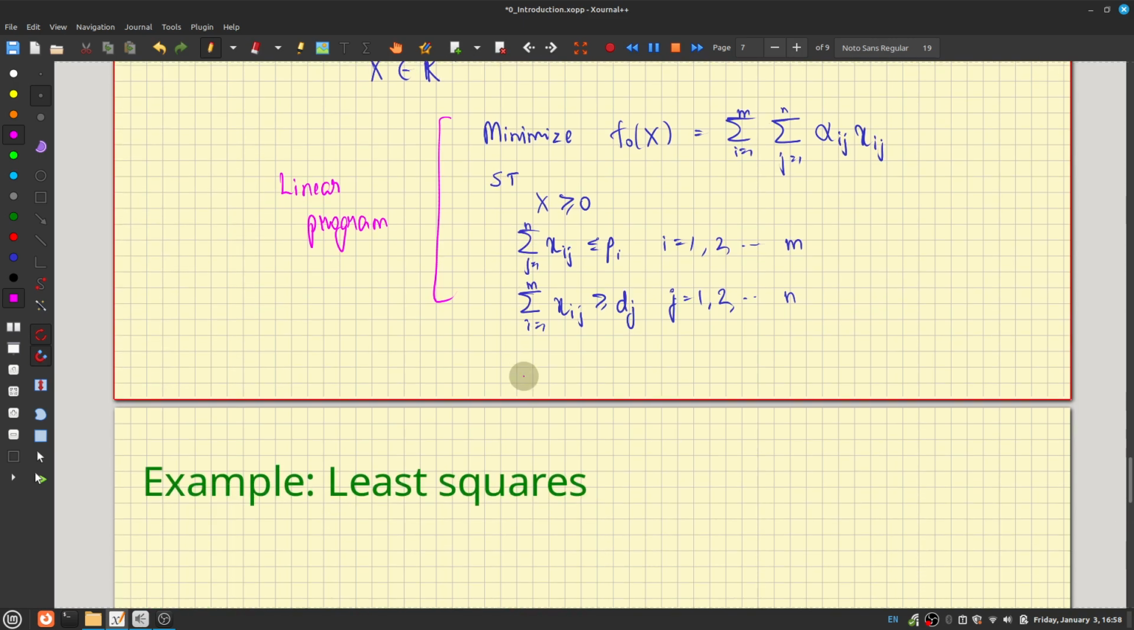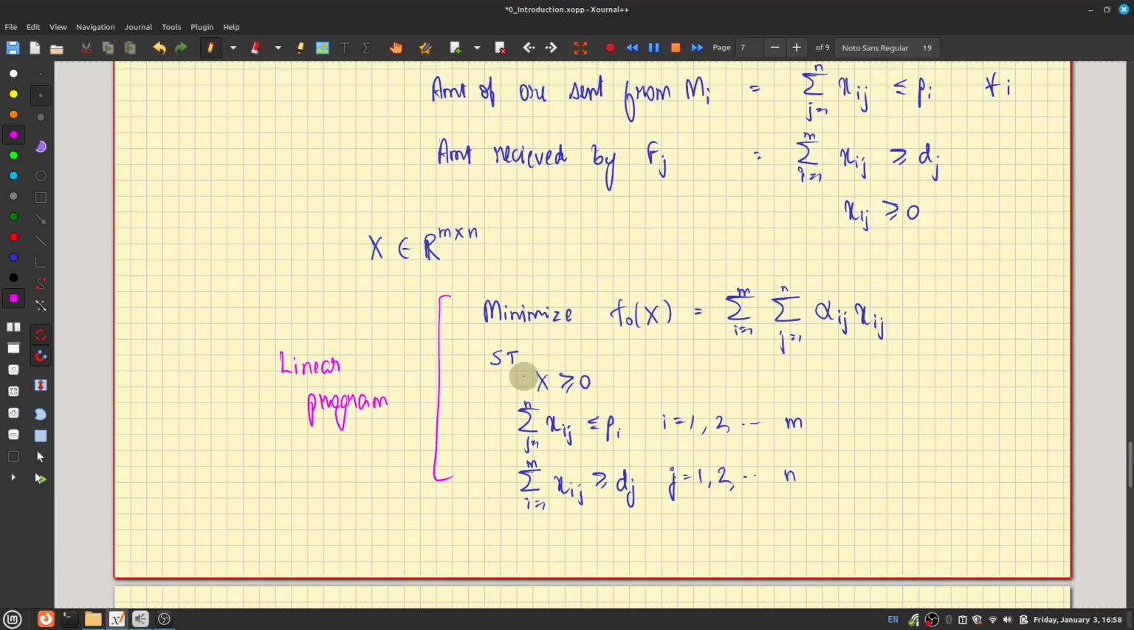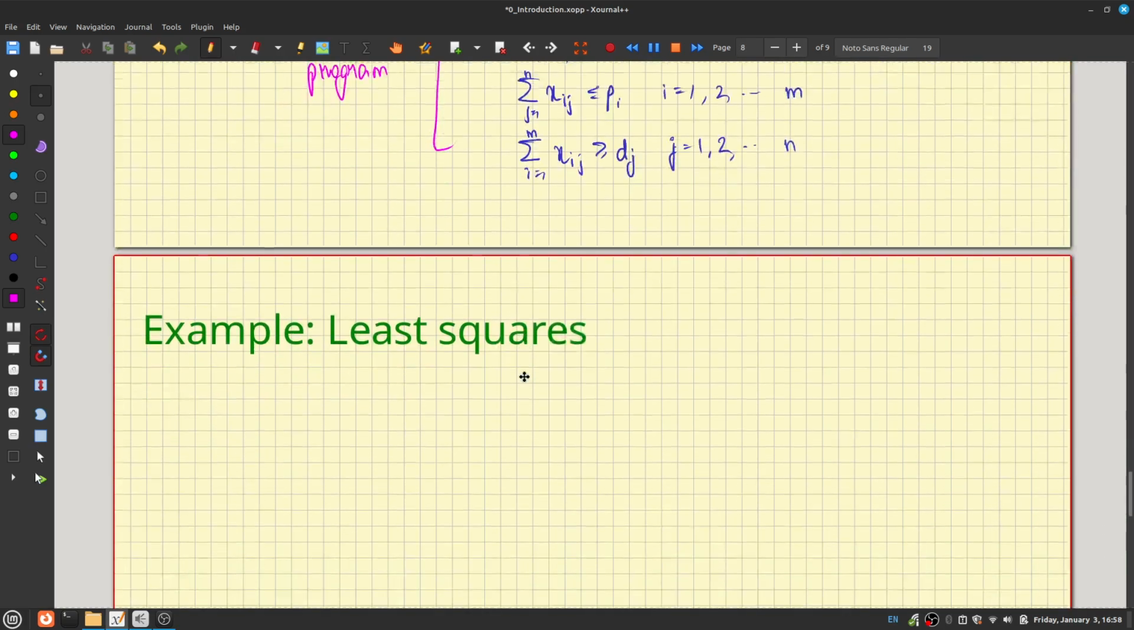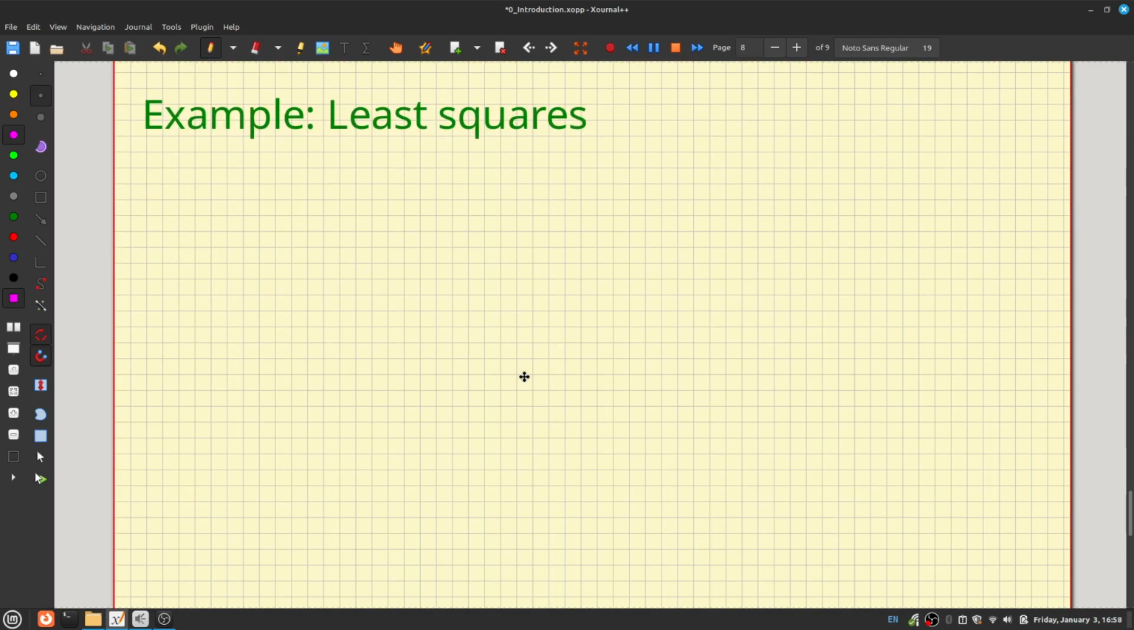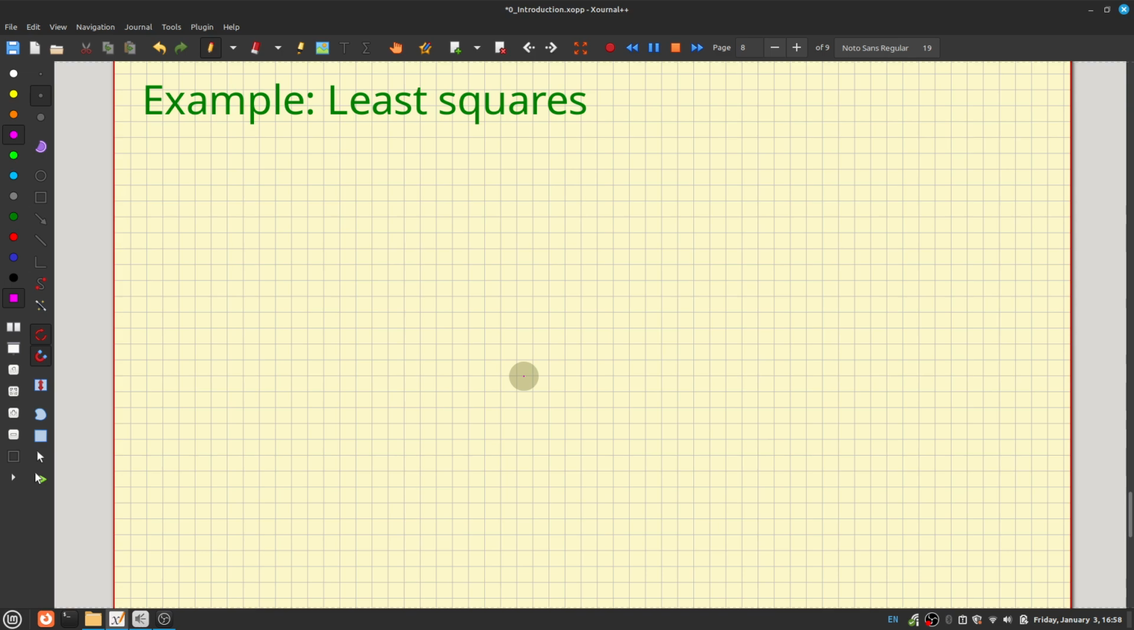All right. Any questions? All right. So let's see another example. This time we won't start with an engineering problem, but we'll start with an optimization problem directly off the bat.